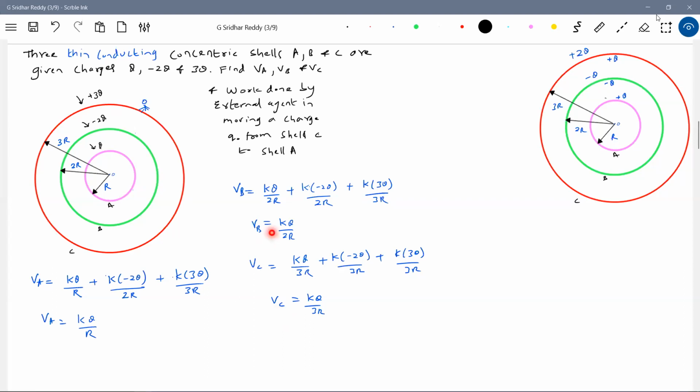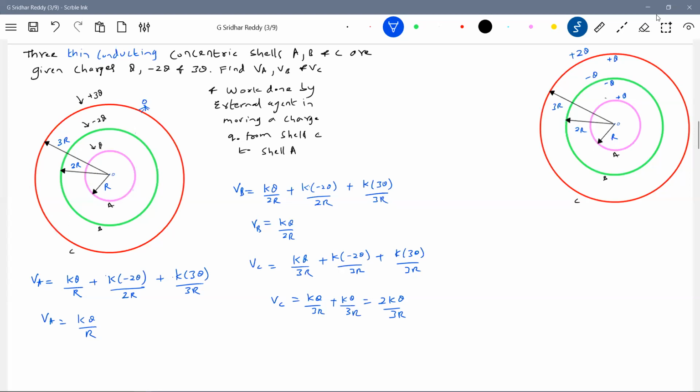Okay, we got the potentials, you see. This is minus 2KQ by 3. Oh, this is minus 2Q. I didn't see. Then I think it will be, okay, 2KQ by 3R. Yes, sir.